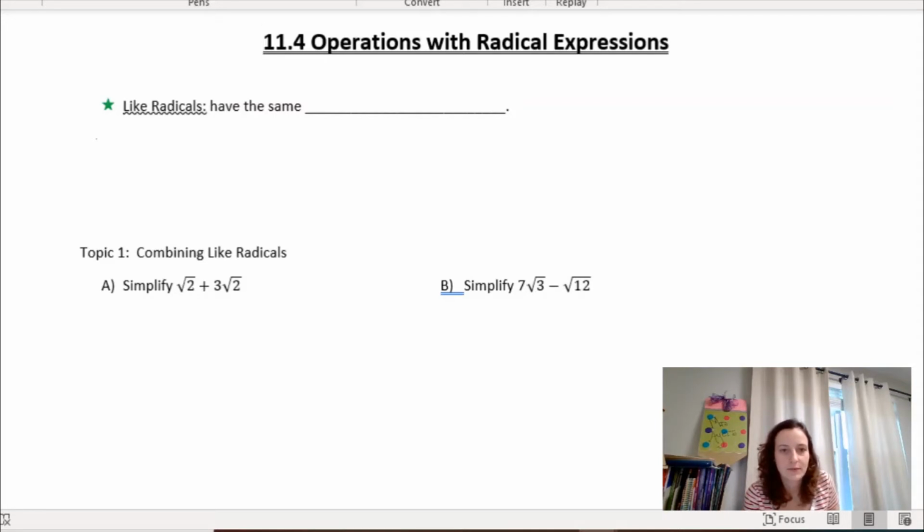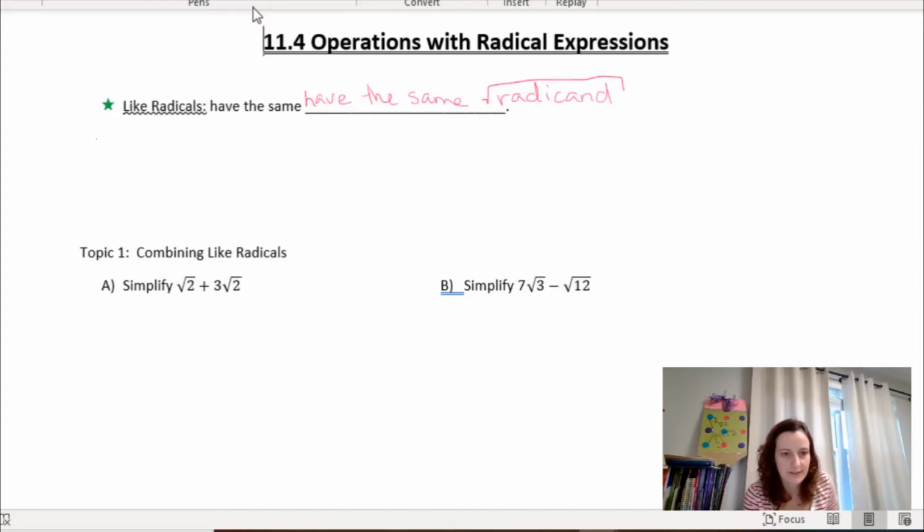But today we're going to be doing section 4, operations with radical expressions. Like radicals have the same radicand. Remember, radicand is that word for whatever is underneath of the square root. So the radicand is what is inside of the square root. And we can combine like radicals.